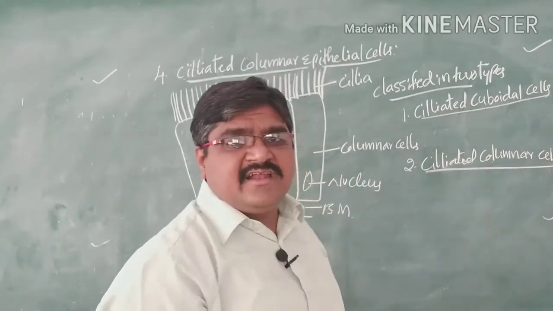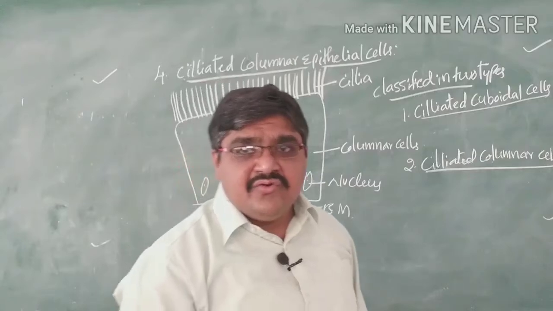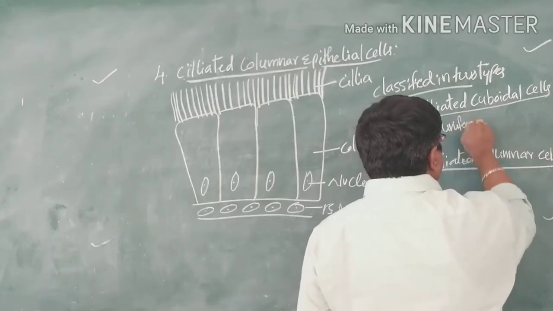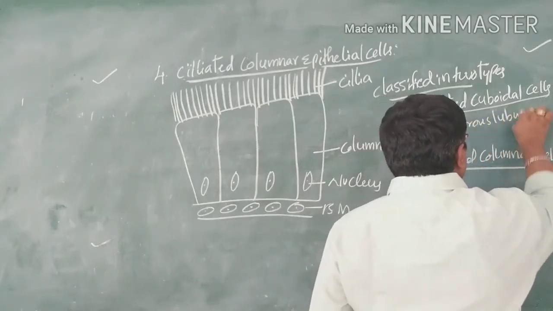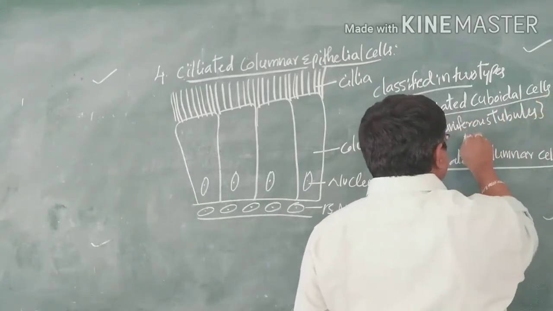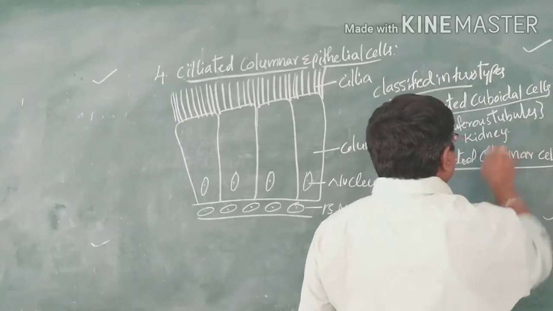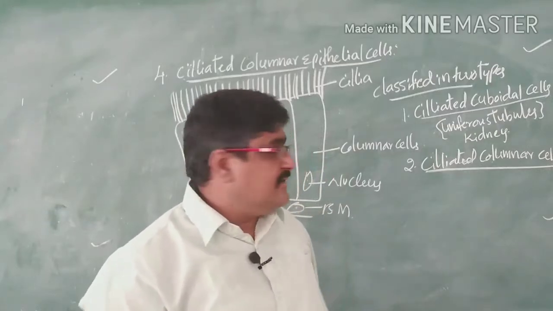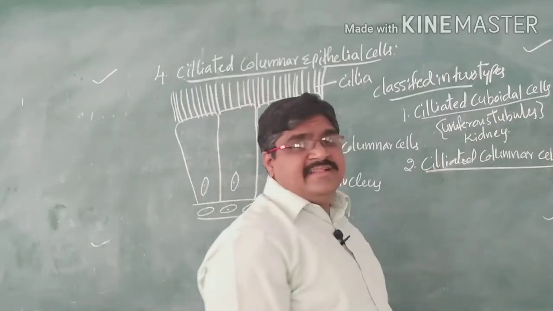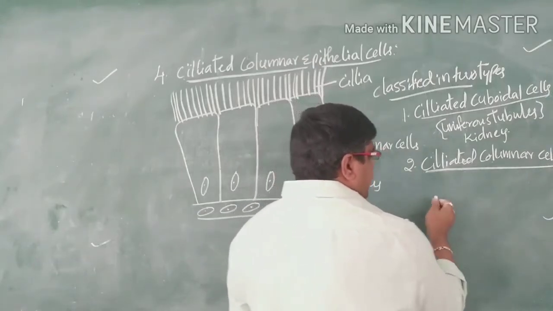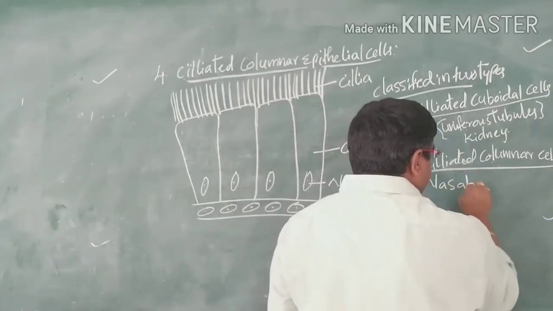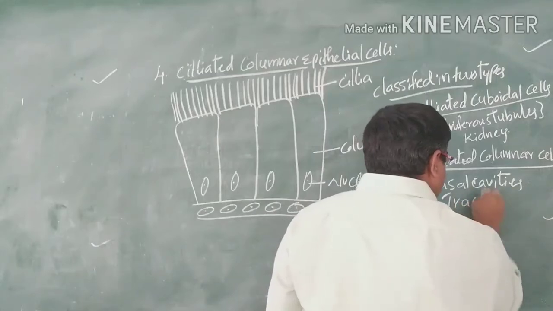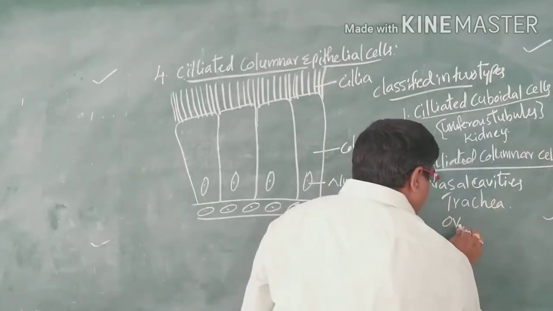The ciliated cuboidal epithelial cells are present in the uriniferous tubules of the kidneys, and the ciliated columnar epithelial cells are present in the nasal cavities, trachea, and also in the oviduct.